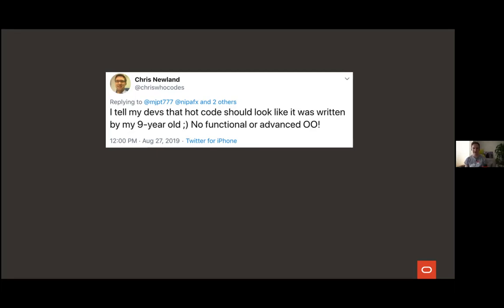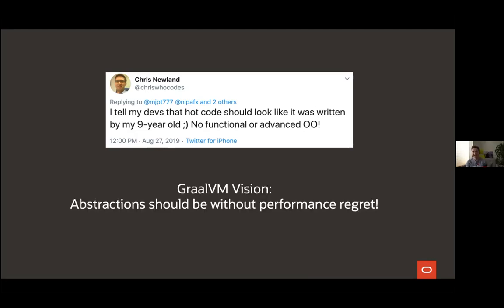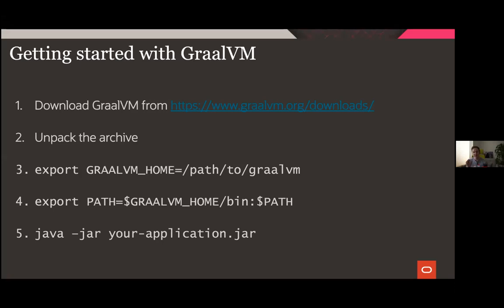So Chris Newland here, who is definitely a performance expert, the author of some performance-oriented books, says that for his team, for code that is critical, no functional or advanced object orientation features can be used, right? You have to write dumb code so your runtime will understand it and optimize it efficiently, right? So that, of course, makes us sad, because as the team that does virtual machines, we think that the virtual machine should be smart enough that you can use the abstractions that you want, right? Without getting to the lower levels, right? And we sort of achieved that, I think.